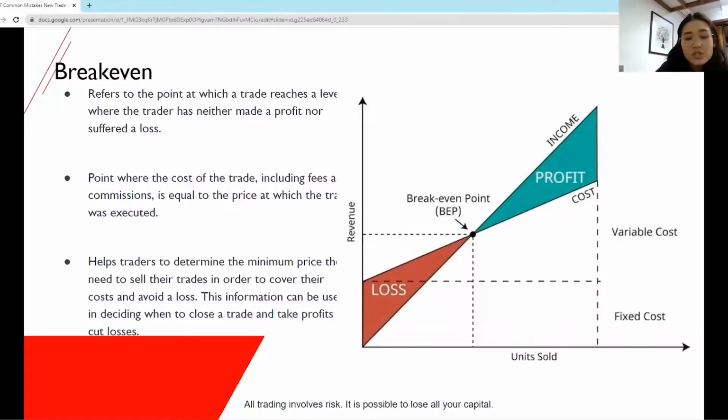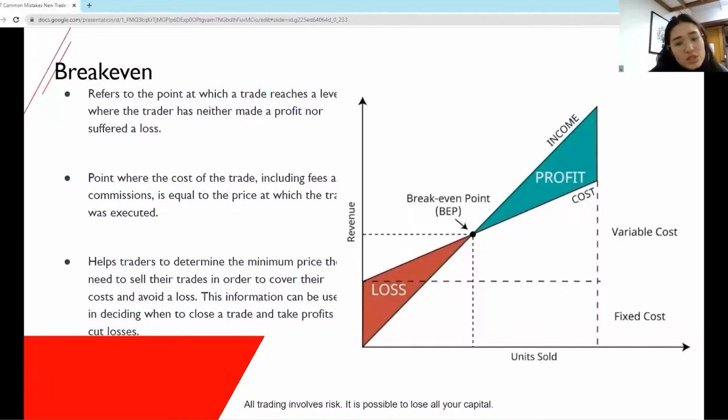So for example, if a trader buys a stock at $100 and sells it at $110, the trader has made a profit of $10. On the other hand, if the trader buys a stock at $100 and sells it at $90, the trader has suffered a loss of $10. However, if the stock is sold at $100, the trader has neither made a profit nor a loss, and the trade has reached its break-even point.